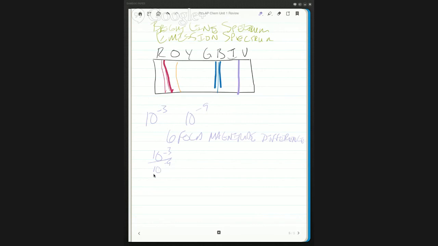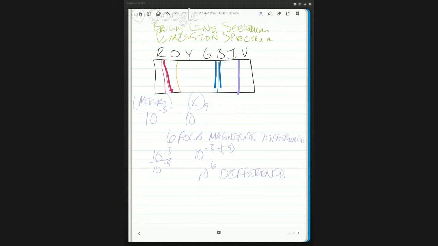And in math, you may or may not have learned that when multiplying or dividing exponents, when you divide them, it's the same thing as subtracting. So 10 to the negative third minus negative 9, which is really just adding a positive. So it's negative 3 plus 9, which gives you a 10 to the sixth difference. And so that's your magnitude difference between X-rays and microwaves. These were the microwaves, and these were the X-rays. So I hope that answers your question there.